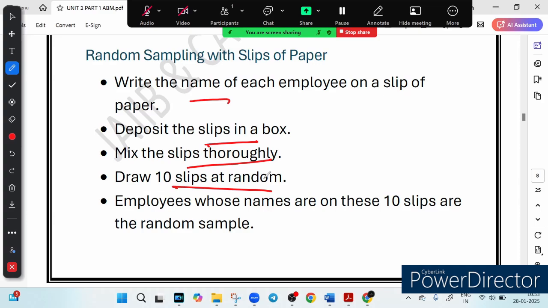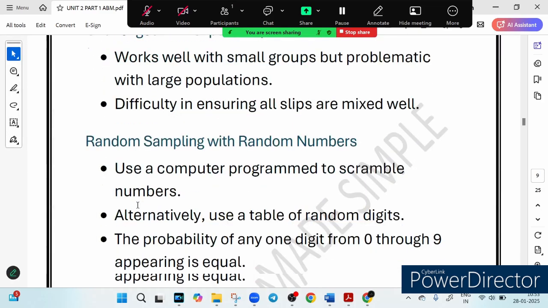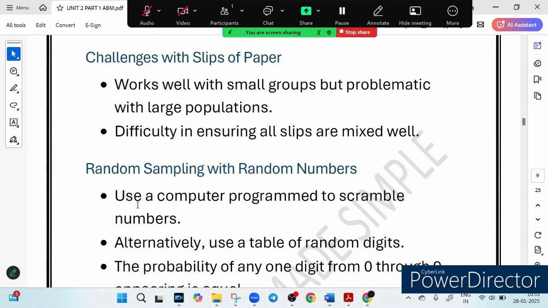I hope it is clear what you did: you write the name of each and every employee on a slip of paper, you drop the slips in a box, you mix the slips thoroughly, and then draw 10 slips at random, right? So this is how you got the random sample. But the limitation is that this works with a small group. If we have a large population, things get tricky, because mixing hundreds or thousands of slips properly is tough.